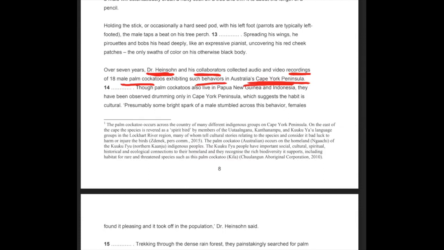Sometimes that happens. Sometimes they put in so much information in one sentence that it's very difficult for you to think about what the next sentence might be. Of course, we can try and read a little bit further to see if there's anything common. Though palm cockatoos also live in Papua New Guinea and Indonesia, they have been observed drumming only in Cape York Peninsula, which suggests the habit is cultural. So this is talking about how there are different behaviors between cockatoos in different areas, right? So the thing that links it is this concept of area and region and where they are.